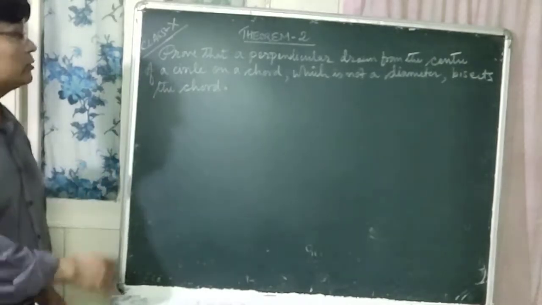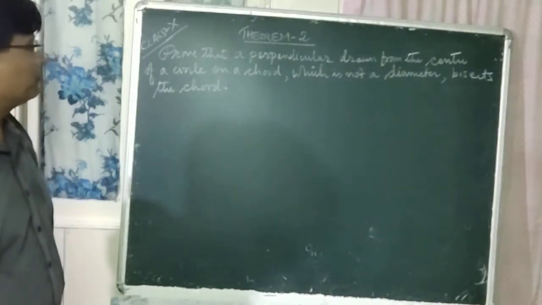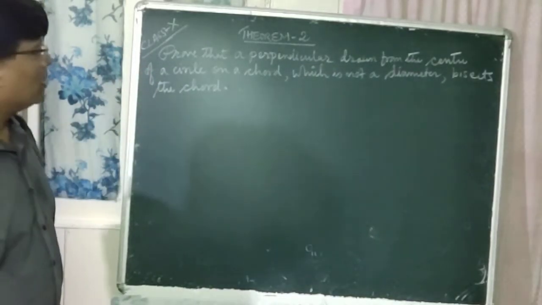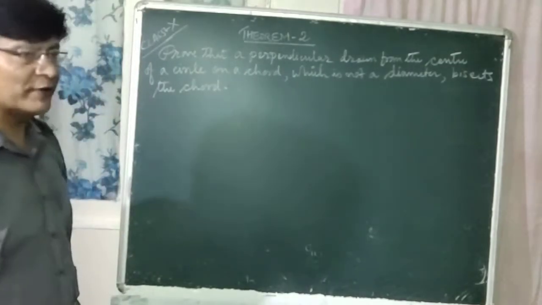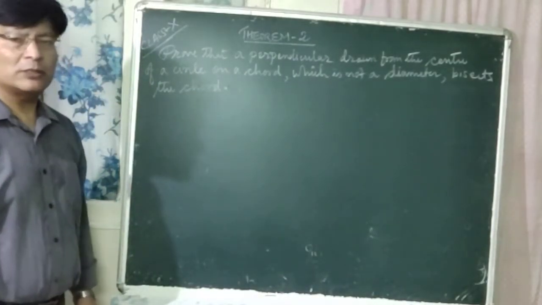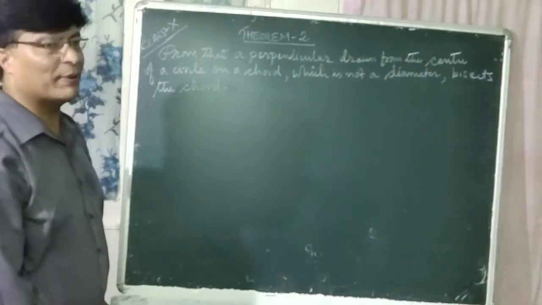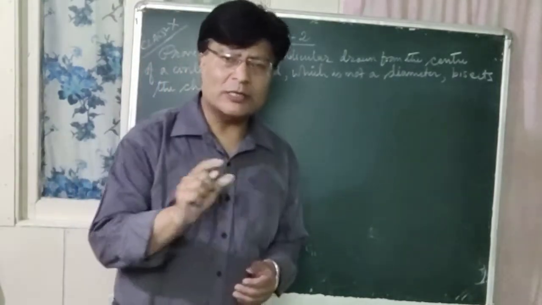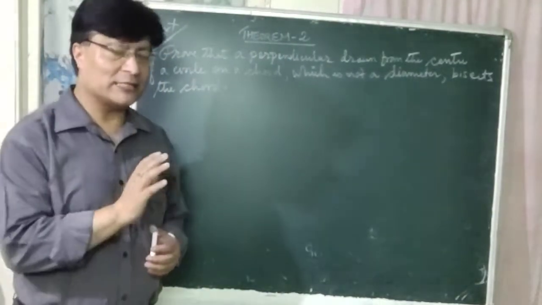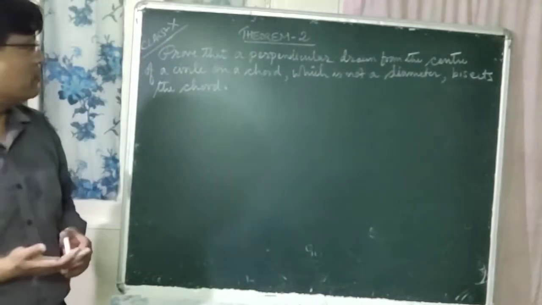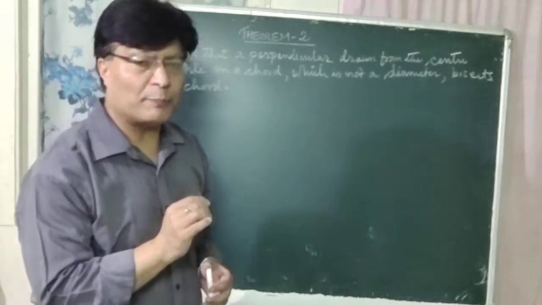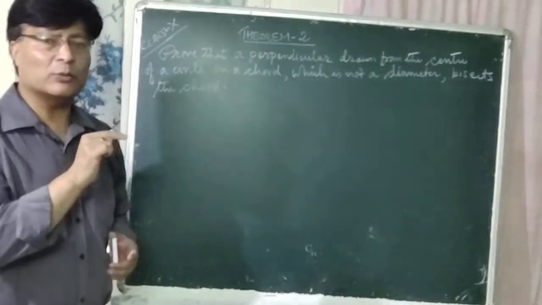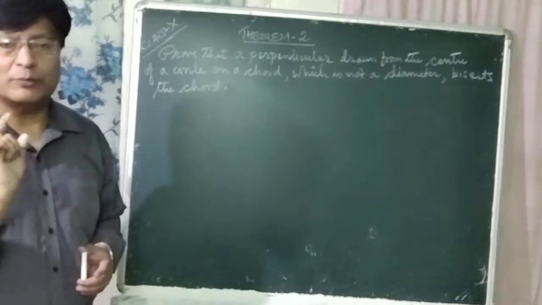So now we'll do the second theorem, that is theorem number 2. What is theorem number 2 here is, you have to prove that a perpendicular drawn from the center of a circle on a chord which is not a diameter bisects the chord. Okay, now in this case a chord is drawn on a circle but that is not a diameter of the circle. Okay, so now if a perpendicular is drawn on that chord of the circle, that perpendicular will bisect the chord. You have to prove it.